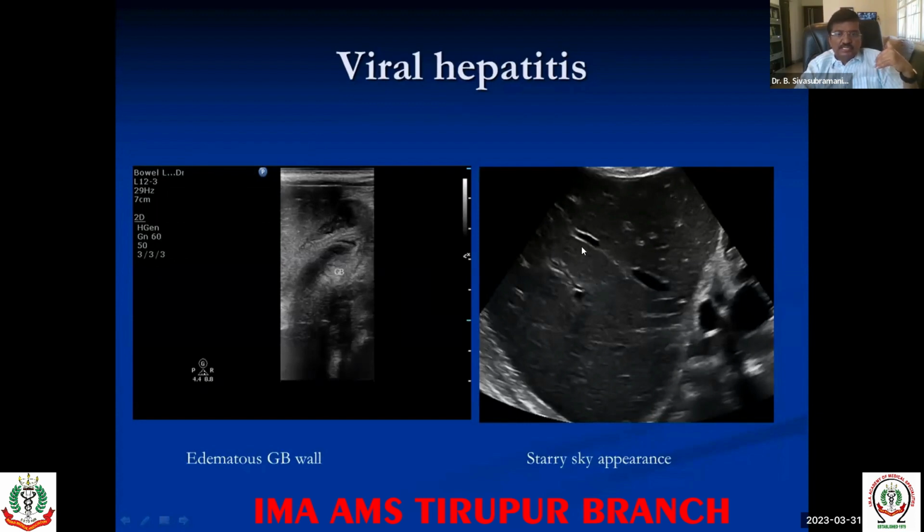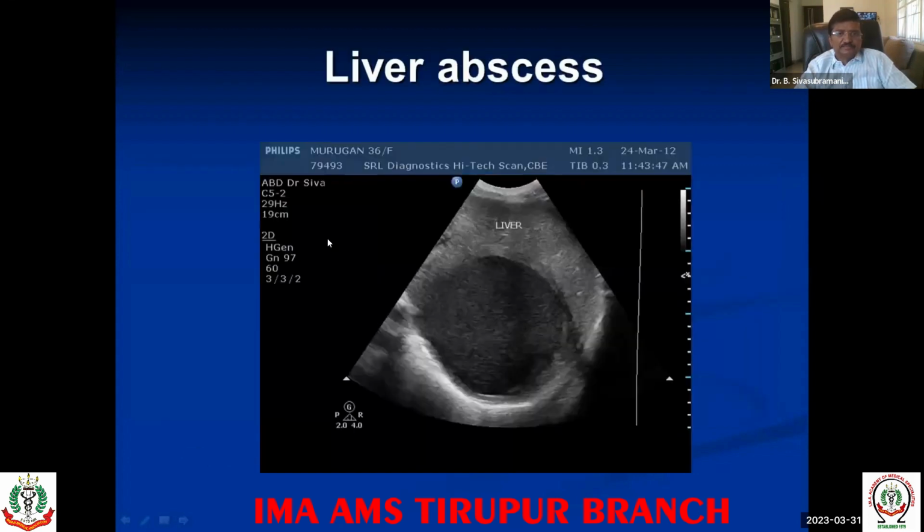In adults, you don't see that, but you often see this GB wall thickening, contracted GB, edematous and pericholecystic fluid. All these things you get in viral hepatitis. Not only viral hepatitis because of hepatitis B virus or A virus, also in other viral infections you do see these findings often.